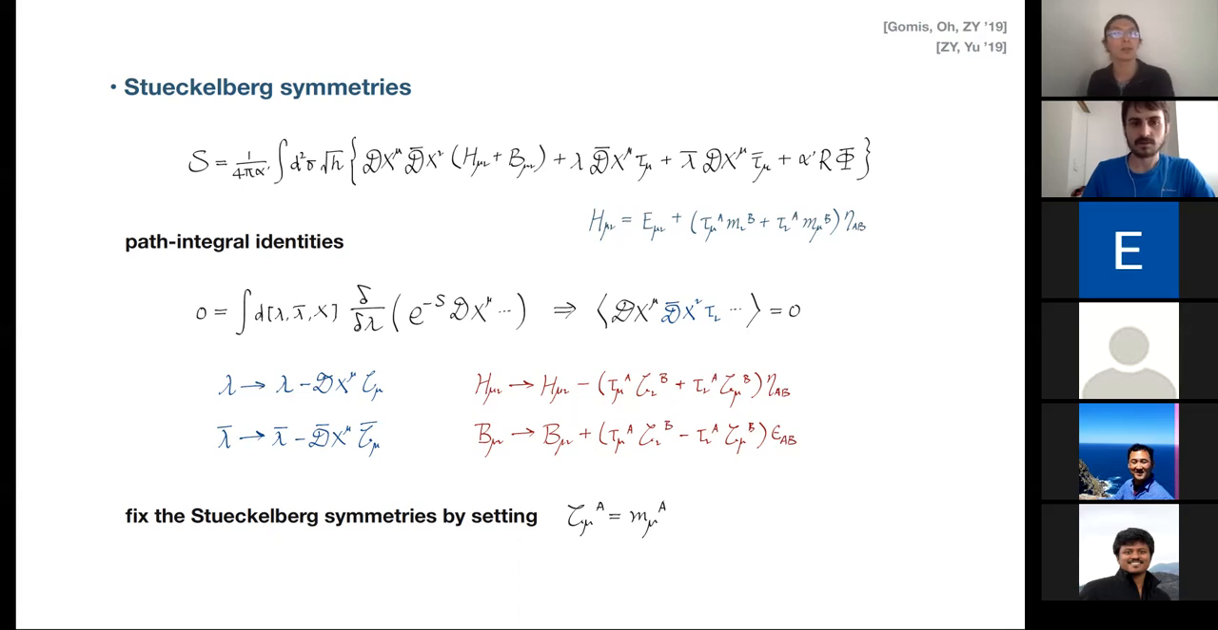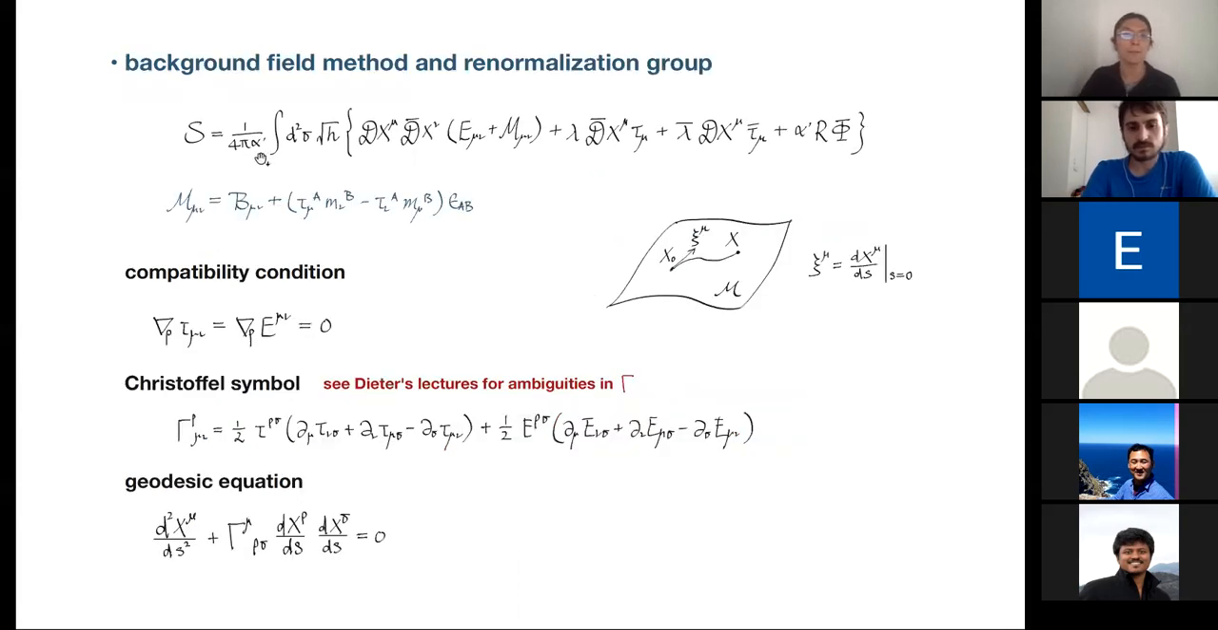And now, in order to perform the quantum calculation, for example, we want to use the covariant background field method to compute the beta functions for these couplings, just like in standard sigma models. It's better if we fix these Stueckelberg symmetries by setting C_μ^A to be M_μ^A. So in that case, you kill this M dependence in H_μν, and H_μν is turned into E_μν, which is purely transverse. But then B_μν will gain some M dependence. So you get this capital M that depends on M_μ^A.